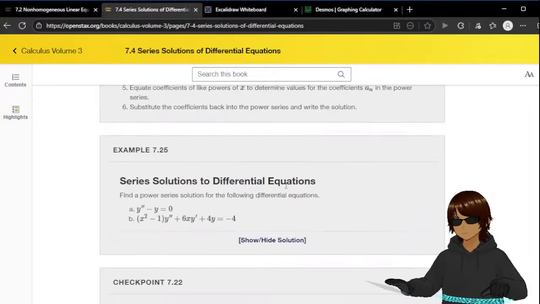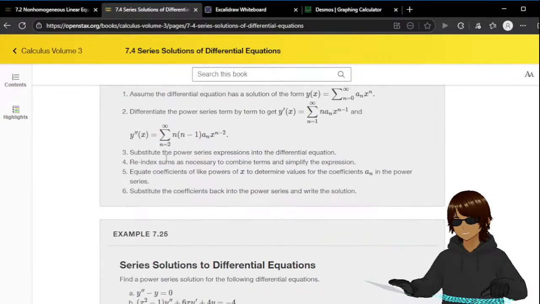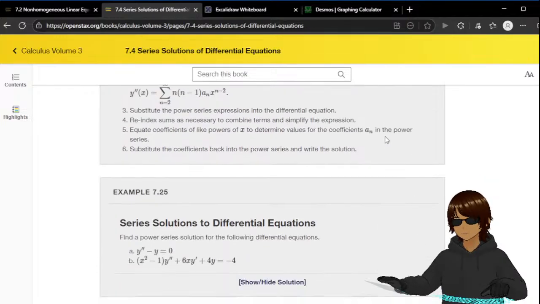Series solution to differential equations. Find a power series solution for the following differential equation. Assume the differential equation has a solution of this form. Differentiate the power series term by term to get this and this. Substitute the power series expression into the differential equation. So this minus this.